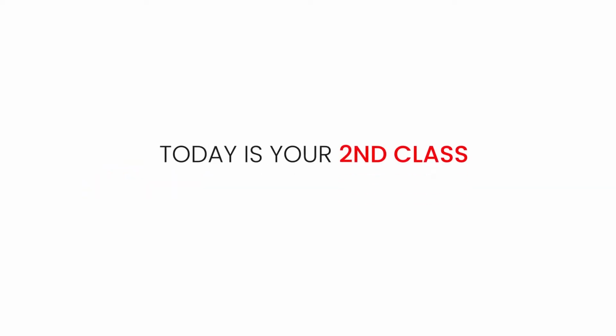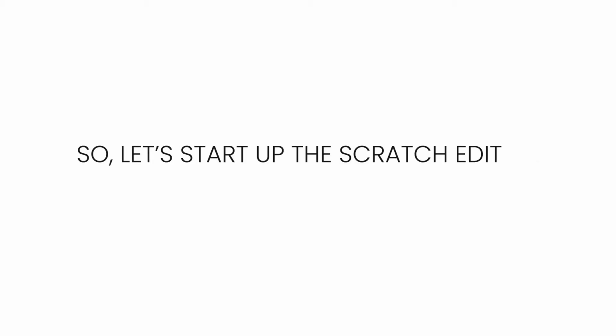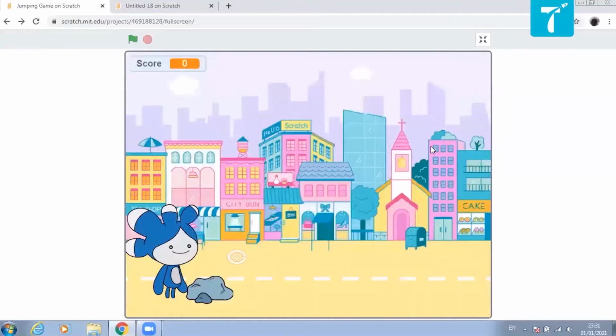Today is your second class in which you are going to learn how you can create a jumping game step by step using Scratch. So let us start up the Scratch editor. In the last, here's the game. Let us hit the green flag to start the game.